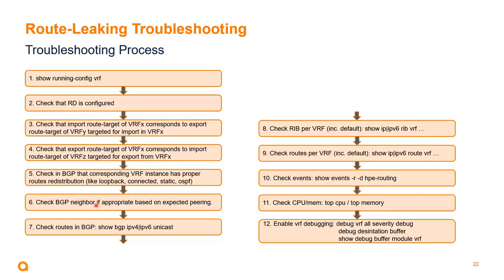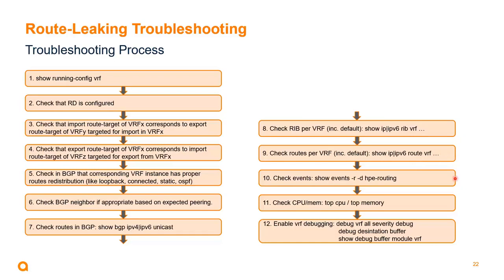Then you may check, if appropriate and in the scope of the design, whether you have a BGP peering, a BGP neighbor, with the expected peering and expected route information entering either the tenant VRF or the default VRF. You will check the routes in BGP for IPv4 and IPv6. You may check the RIB per VRF, including the default VRF. You check as well the routing tables, what is programmed into the FIB, including the default.